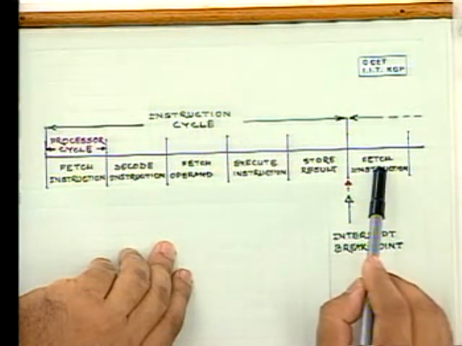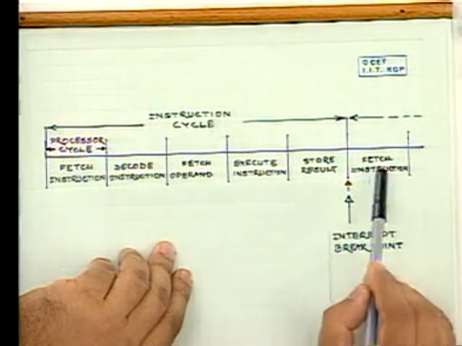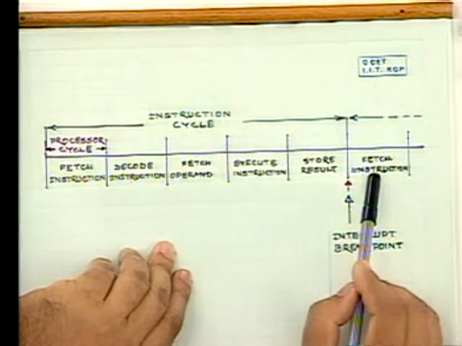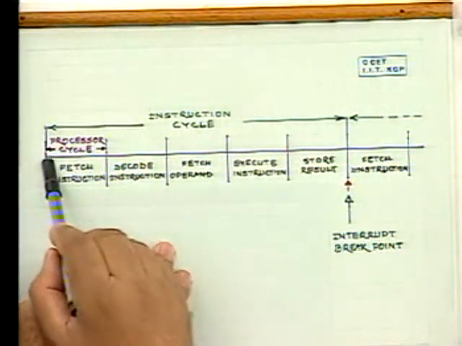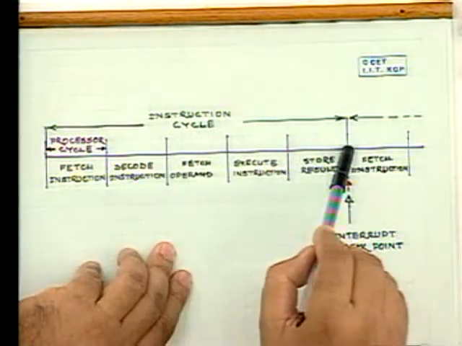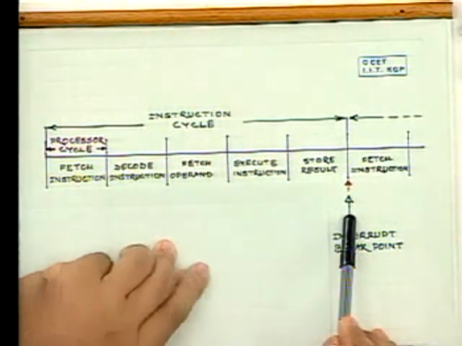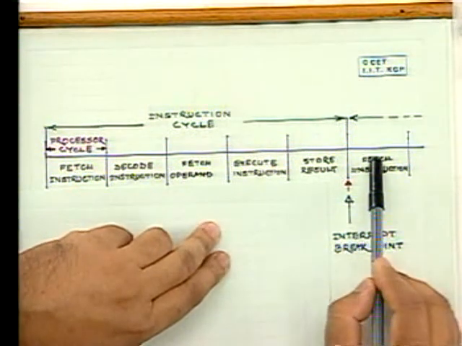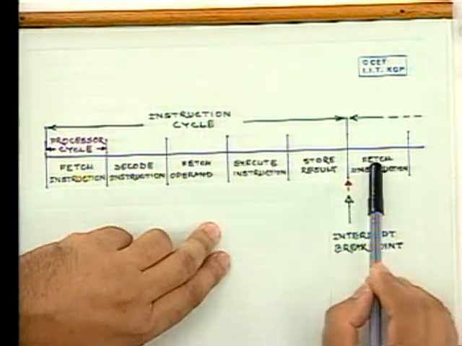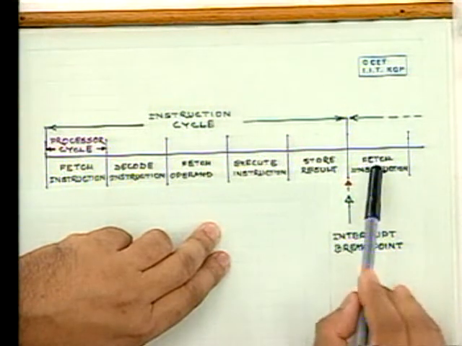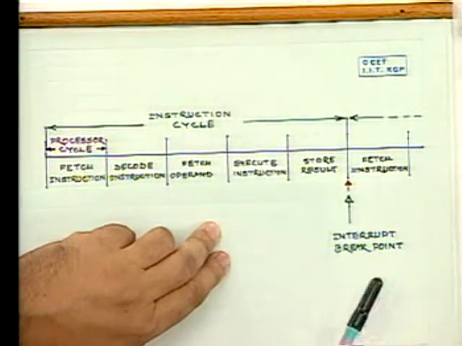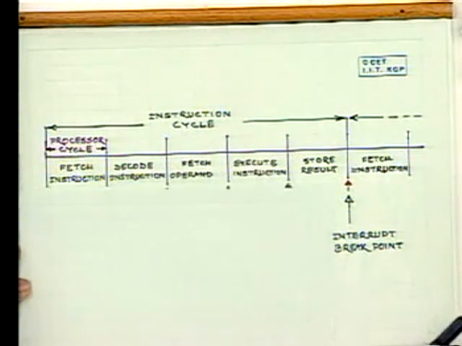The first instruction of the interrupt service routine will be fetched by means of this fetch instruction. Therefore, the entire instruction cycle is over. The interrupt is accepted here if the interrupt is enabled, and then this fetch instruction fetches the first instruction of the interrupt service routine. That is the situation so far as the acceptance and processing of interrupts is concerned.